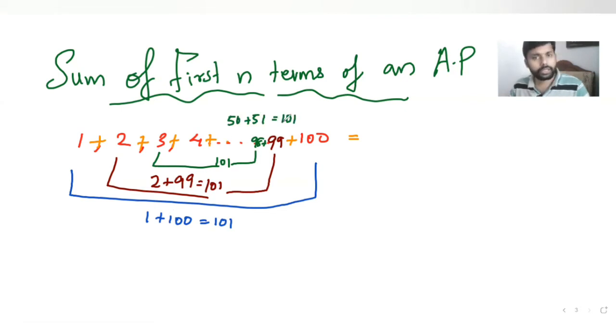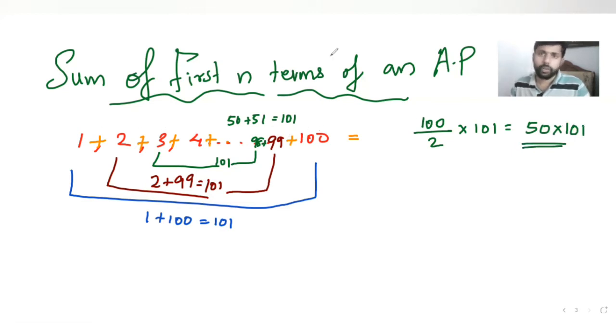So we can just multiply 101 by the number of 101s. The number of 101s is half of the total number of numbers. The total number of numbers is 100, and half of 100 is 50. So 50 into 101 is the sum. Instead of adding all these numbers, we can easily find the answer by multiplying 50 and 101. The product will be the sum of these terms.